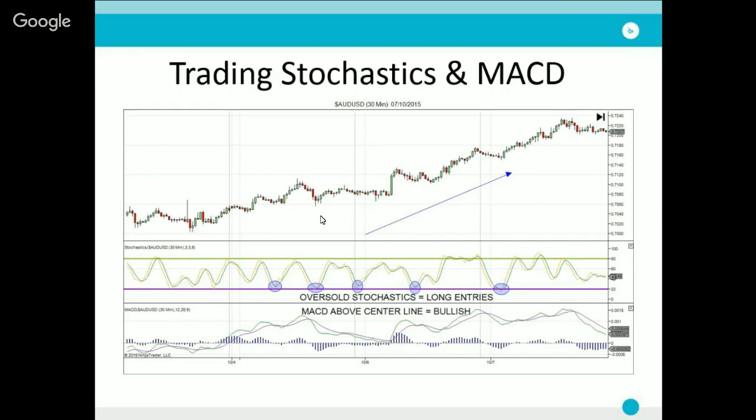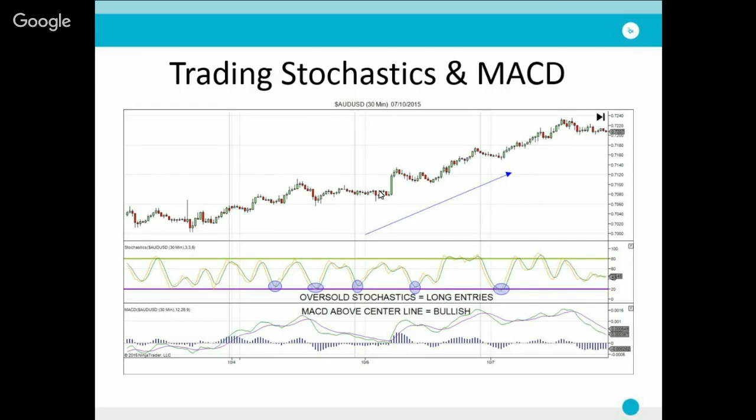And you can see here that there are several occasions where we get such entries. So we can see that price starts to break higher here, breaks out of this range and starts to trend upward. And as we do so, the MACD line has crossed above the center line. So again, the green line in this respect is above the center line, giving us our bullish bias. And then we wait for these periods where the stochastics move down into oversold readings to give us our entry points, looking to trade a resumption to the upside.